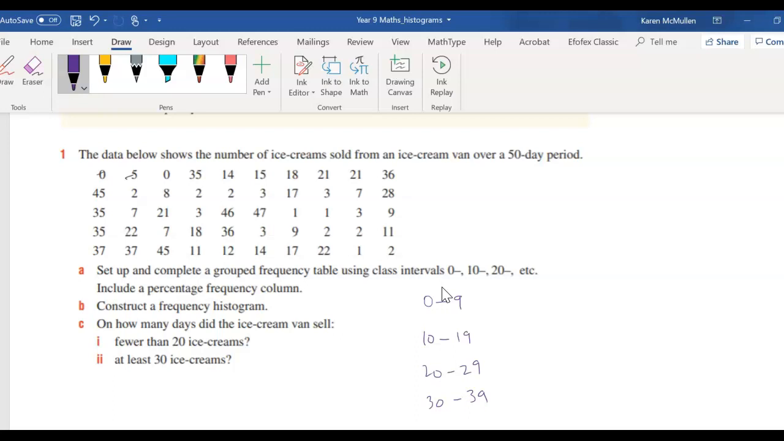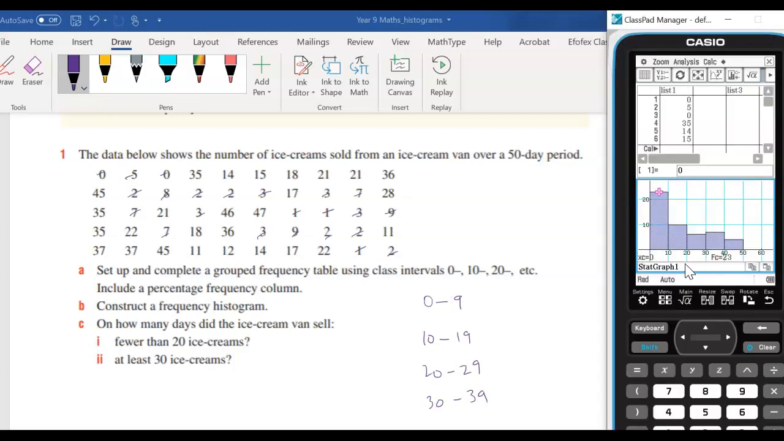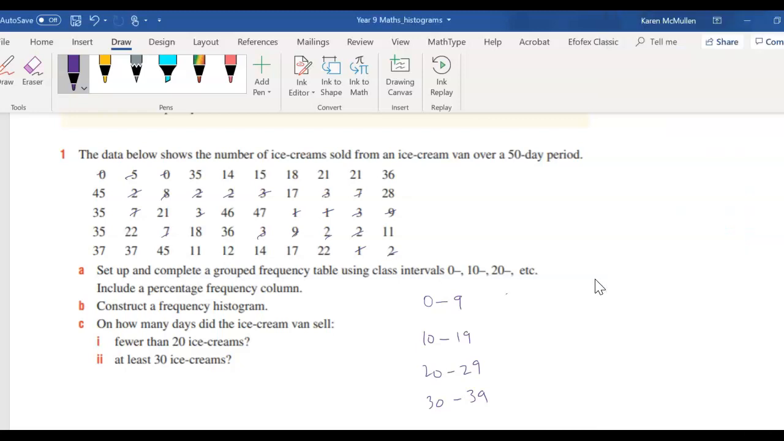All right, so if you had 0 to 9, let's just quickly do that. We've got 1, 2, 3, 4, 5, 6, 7, 8, 9, 10, 11, 12, 13, 14, 15, 16, 17, 18, 19, 20, 21, 22, 23. Did we have 23 on the calculator? I can't remember. Oh, yes, we did. So you can see here, 23. So we had 23 for 0 to 9, and then you can do the same for 10 to 19 and so on, and then draw your histogram.